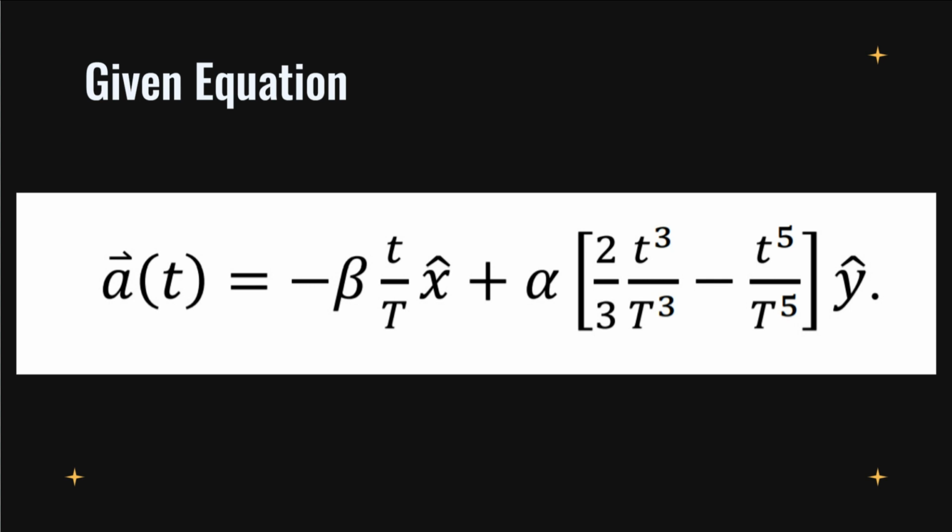Now, the given equation that we are initially given to solve this problem with is the acceleration one. This is the acceleration with respect to time, and that is equal to negative beta times little t divided by big T, x hat, plus alpha, parenthesis, 2 divided by 3 little t cubed over big T cubed minus little t to the fifth over big T to the fifth, and that's the acceleration in the y direction.